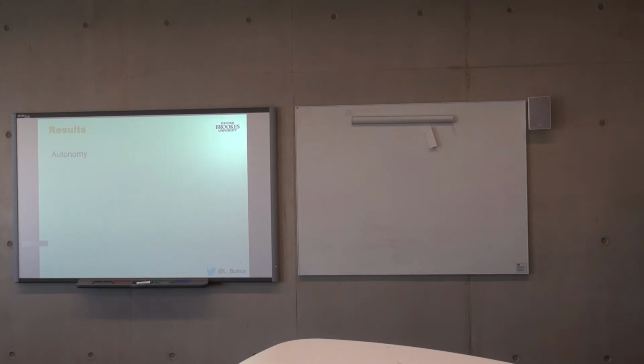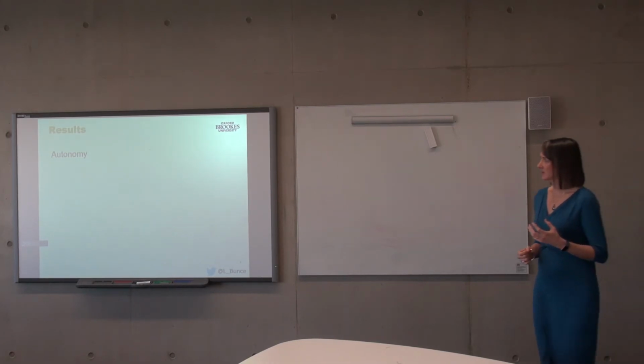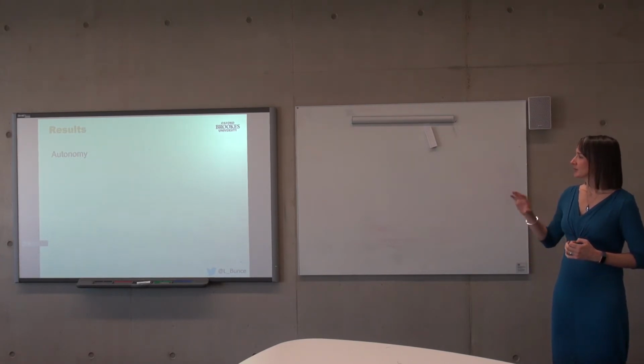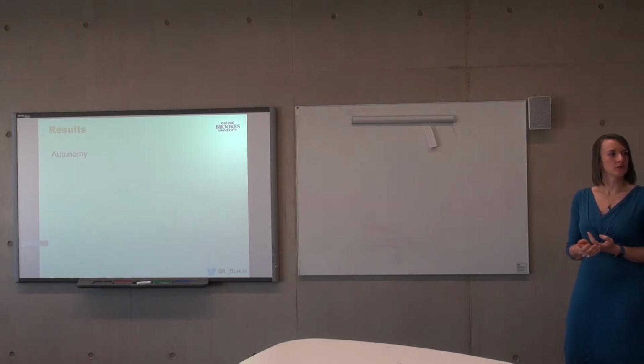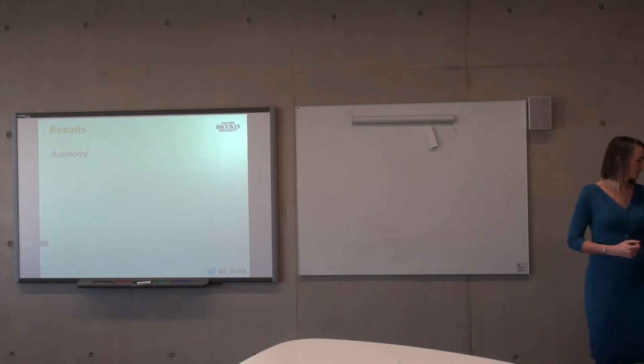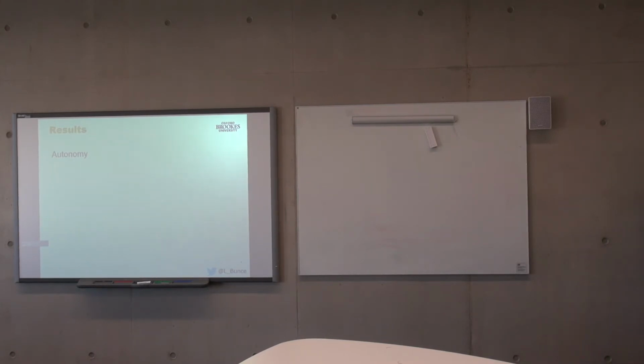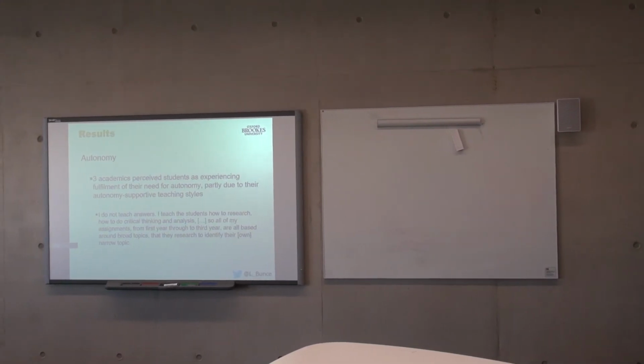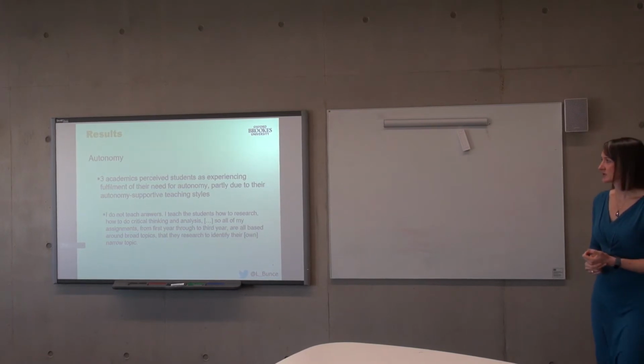So I'm going to present the results now in terms of what we found. So we're looking specifically at how academics perceive students' motivation, and we've broken the results down into the 3 themes of autonomy, competence and relatedness to see how academics are perceiving students in these 3 ways. So first of all, 3 academics perceive students as experiencing fulfilment of their need for autonomy. And they partly attributed this to their autonomy supportive teaching style.